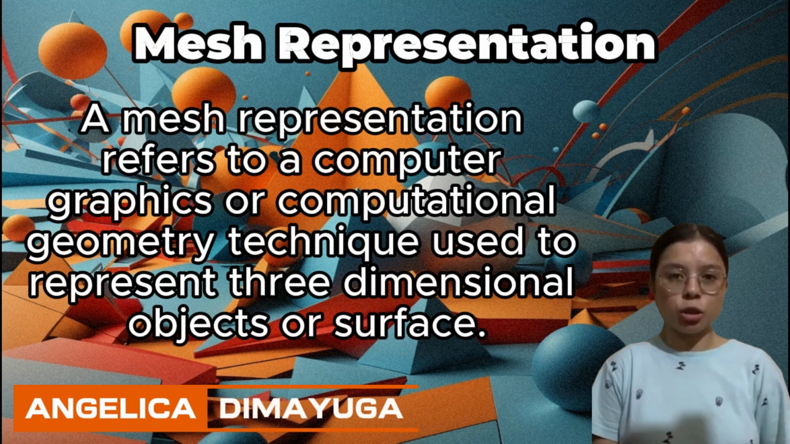This representation is commonly used in 3D modeling, computer-aided design, computer graphics, and simulation to represent complex shapes and surfaces. Meshes can be made up of triangles, quadrilaterals, or other polygons, and they provide a versatile way to describe the geometry of a 3D object in digital form.